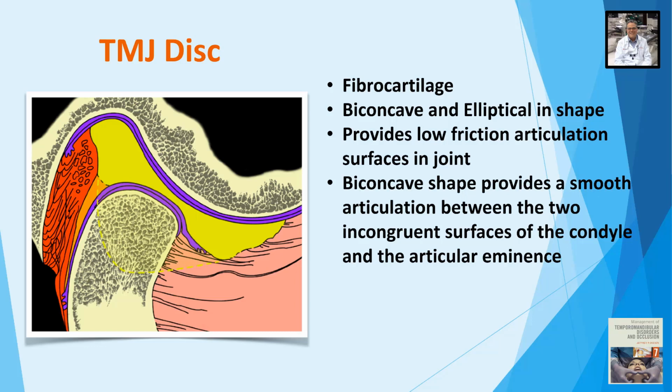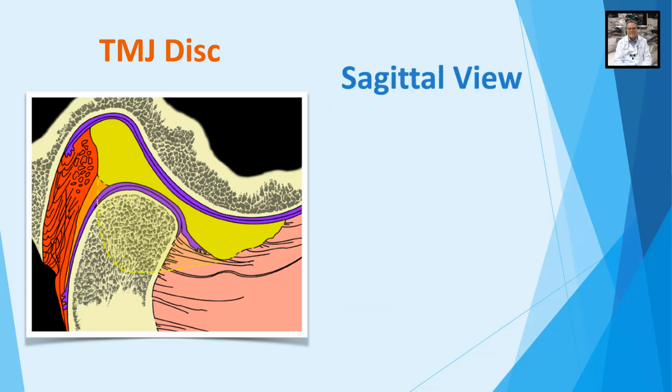So what that's saying is that as that condyle goes forward, and this movement is called translation, there is intimate contact between the condyle and the articular eminence because the disc maintains the shape. The biconcave shape has a self-centering design.